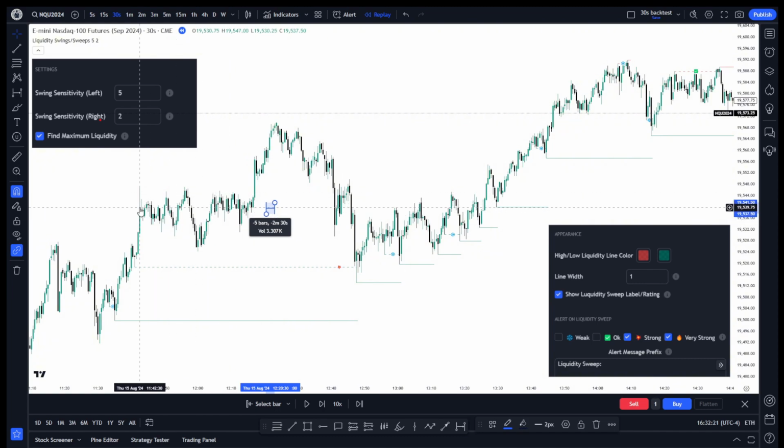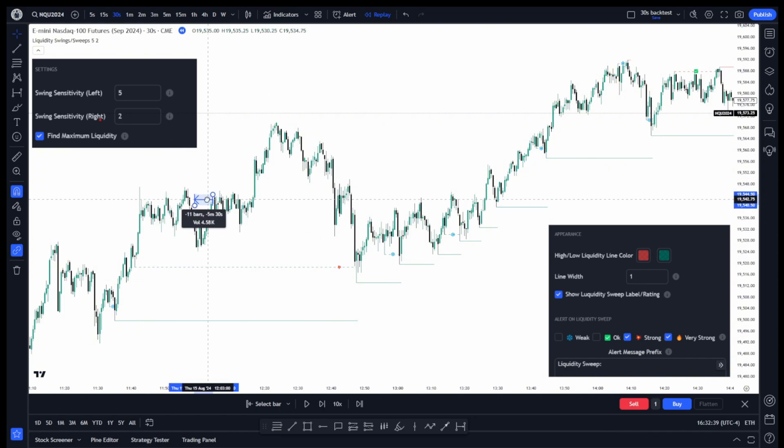The right sensitivity is more of a measure of what was the reaction to the sweep. Did the price immediately drop, or did it chop around and go to take the swing back up? For example, this swing right here, the price did go down, but very quickly, within about 11 bars, it came back and reswept that high again. Those are the criteria that can help identify the stronger or weaker liquidity swings.